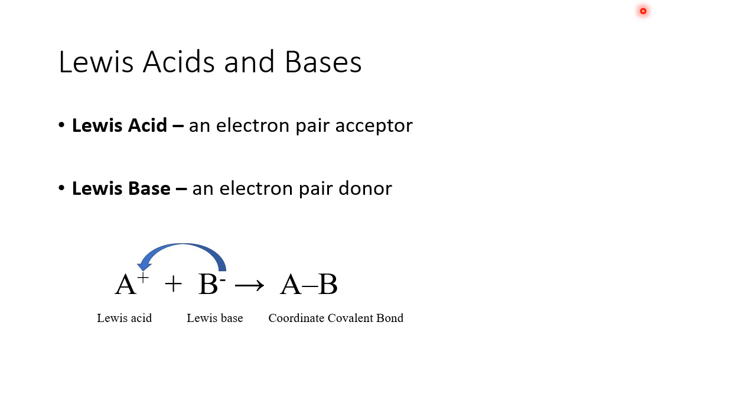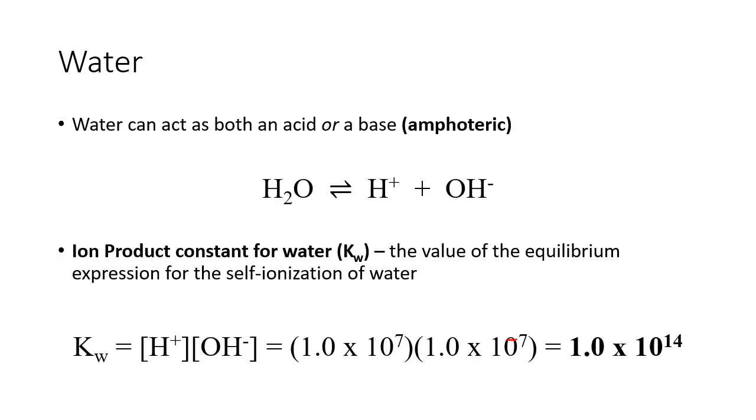So how does this fit in to our general definition of an acid increasing H+ and a base increasing OH-? To explain this, we first need to talk about water. Water can interestingly act as both an acid or a base depending on its chemical environment. The term for this is that water is amphoteric.